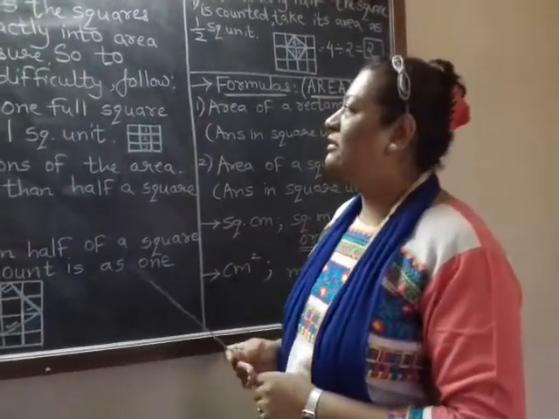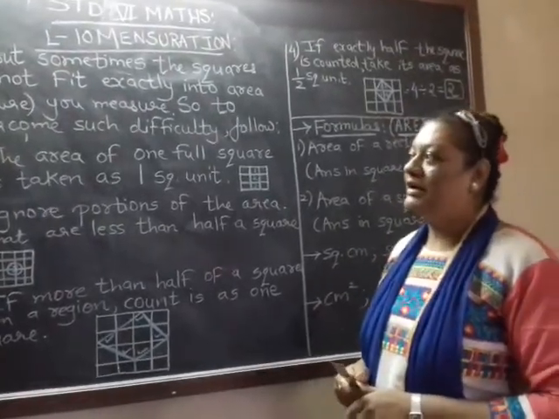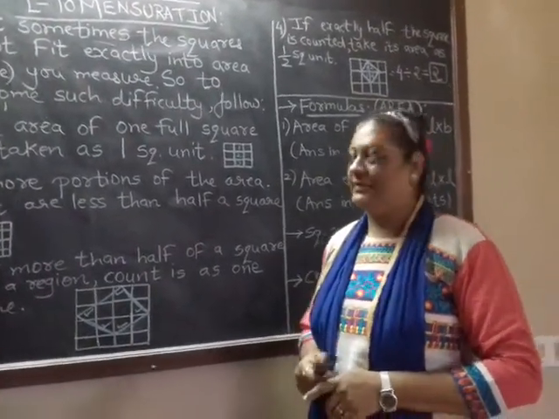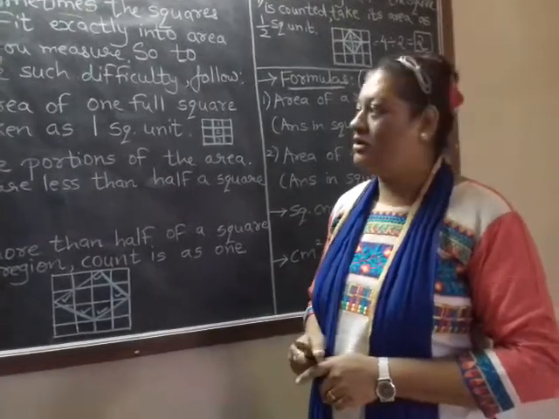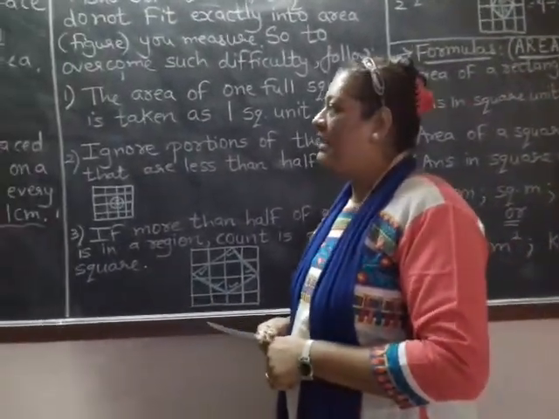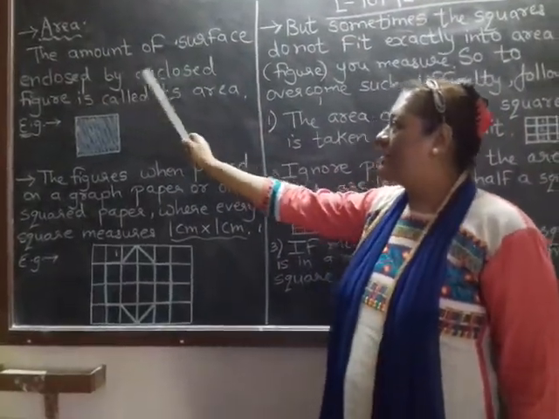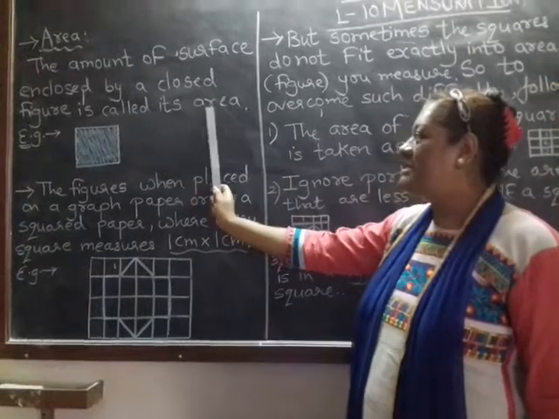Okay, today we are going to see lesson number 10, mensuration, regarding area. Perimeter we had seen, we had solved exercise 10.1 also. Now we follow area. Now what do you mean by area? The amount of surface enclosed by a closed figure is called its area.